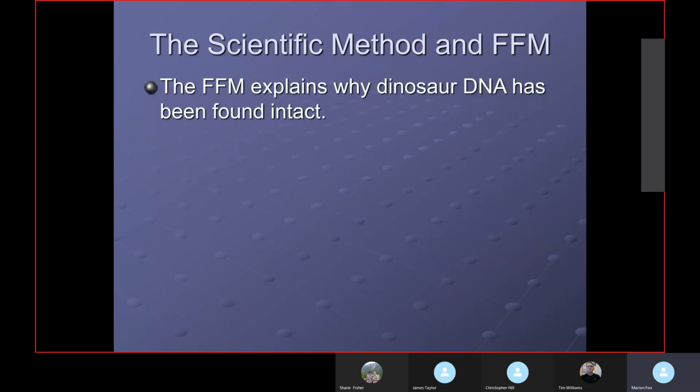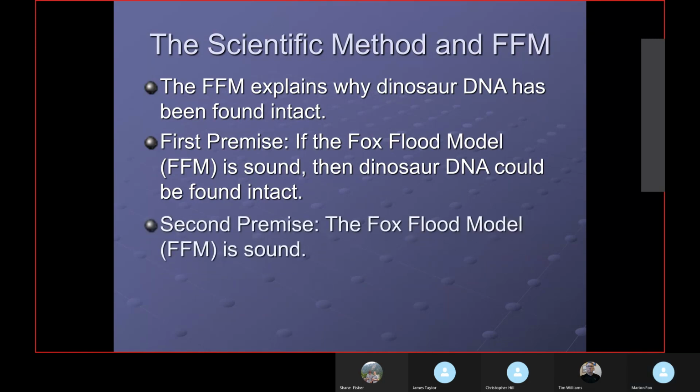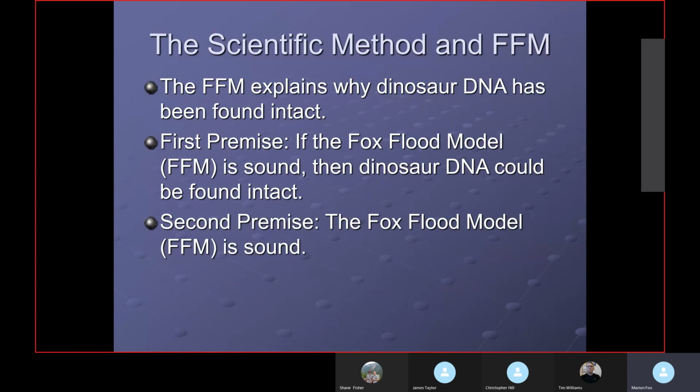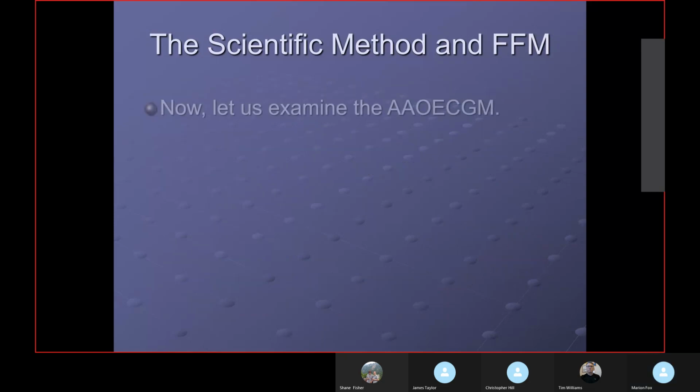My model explains why dinosaur DNA has been found intact. If the Fox flood model is sound, then dinosaur DNA could be found intact. It's possible because it's not millions of years old, it's just a few thousand. The Fox flood model I claim is sound, and it does. Dinosaur DNA could be found intact according to my model.